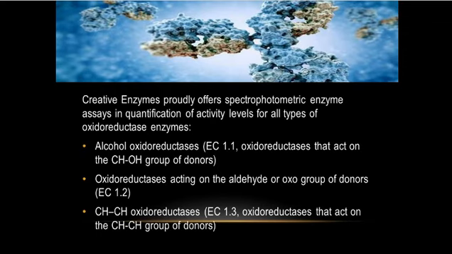Creative Enzymes proudly offers spectrophotometric enzyme assays and quantification of activity levels for all types of oxidoreductase enzymes. Alcohol oxidoreductases, EC 1.1, oxidoreductases that act on the CH-OH group of donors. Oxidoreductases acting on the aldehyde or oxo group of donors, EC 1.2. CH-CH oxidoreductases, EC 1.3, oxidoreductases that act on the CH-CH group of donors.